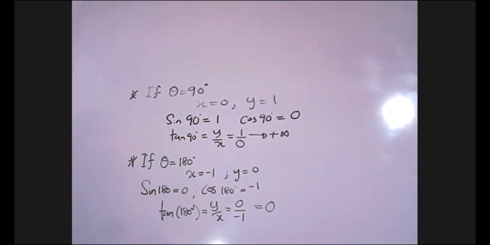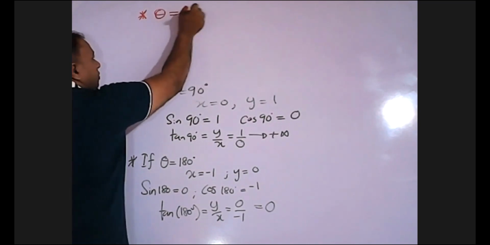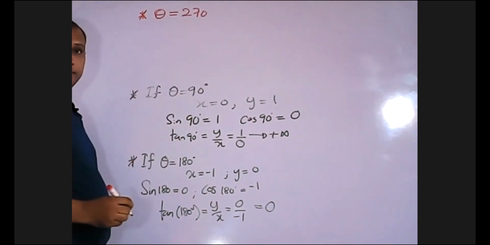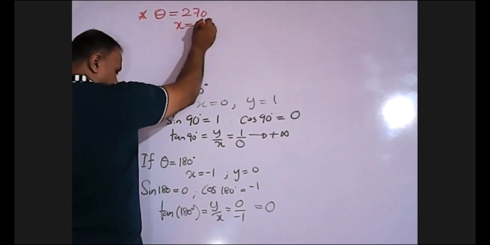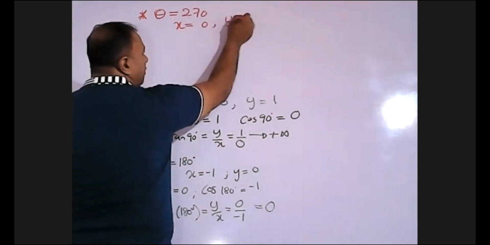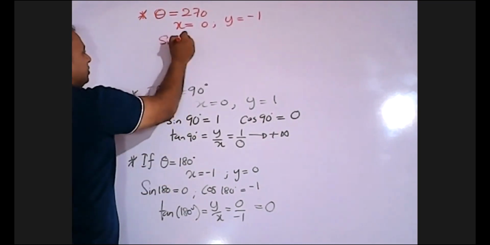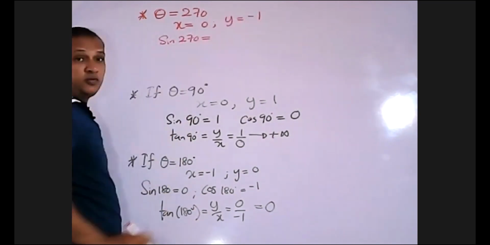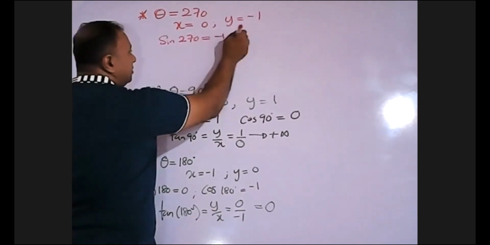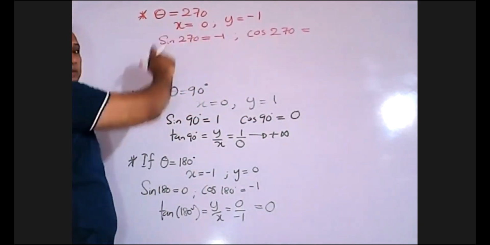Then, okay, listen to me. Then the next one, 270. Theta is equal to 270. If theta is equal to 270, that means the x value is equal to 0, the y value is equal to -1. Therefore, sin 270 is equal to -1 because the y value is equal to -1. Cos 270 is equal to 0 because the x value is equal to 0.